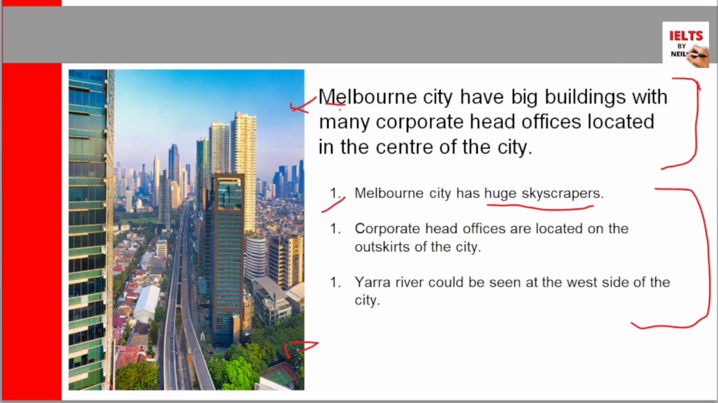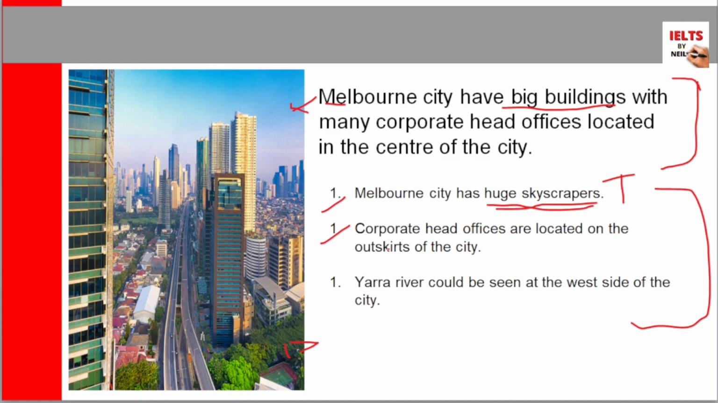If you read the text here, it says Melbourne city has big buildings. So big buildings and huge skyscrapers are synonyms here, or they mean the same thing, right? So this information is given and it is true according to the text, so it will be true.